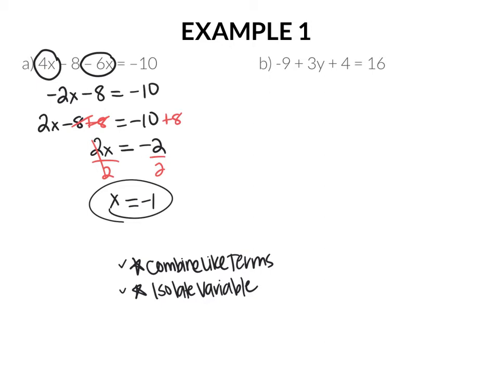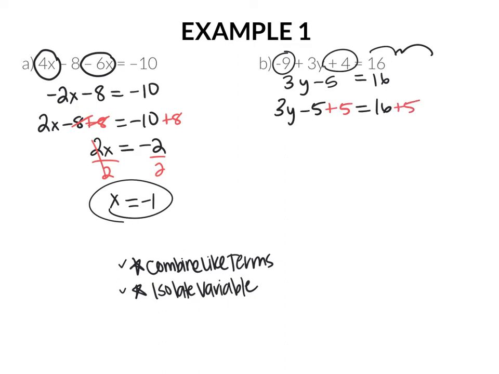Let's look at part B. Negative 9 plus 3y plus 4 equals 16. I look at the left side of that equal sign and I can combine my like terms. Now the y's don't have anything to combine with, so I just bring down the 3y. But I have a negative 9 and a positive 4. They combine to give me negative 5. The 16 doesn't get combined with anything because it's all alone on the right side of the equation.